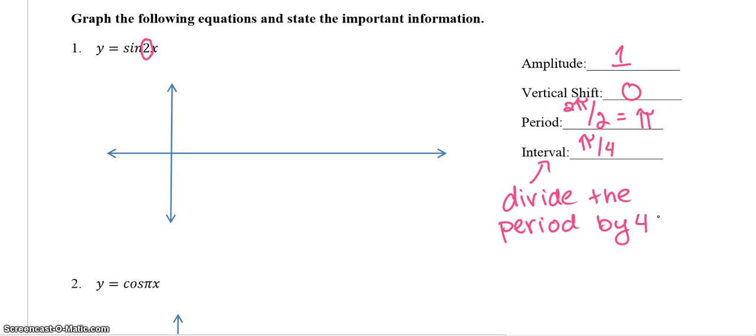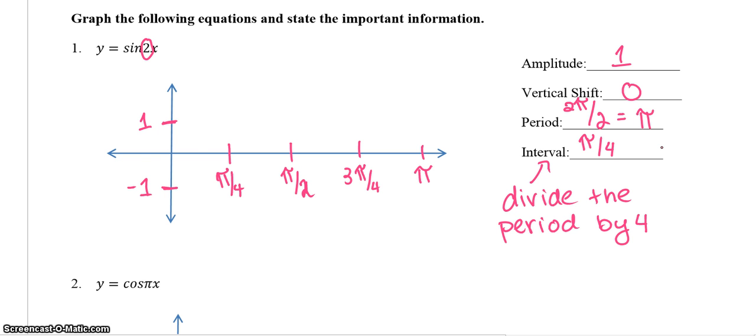So now we can go ahead and start graphing this. So we know that the amplitude is 1, so I'm going to draw in my tick marks here. And then we know our interval is pi over 4, so that means I'm going to have pi over 4, 2 pi over 4, which would just be pi over 2. Then we've got 3 pi over 4, and then we have pi. This last number should always match what you got for your period.